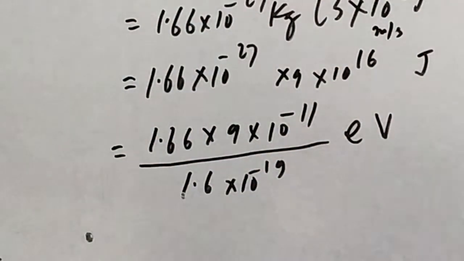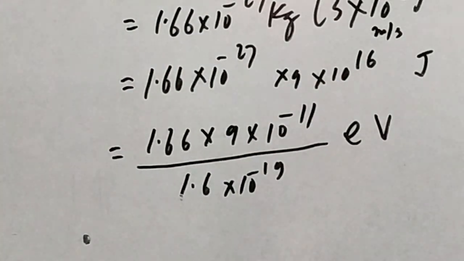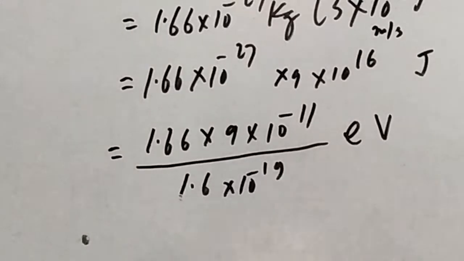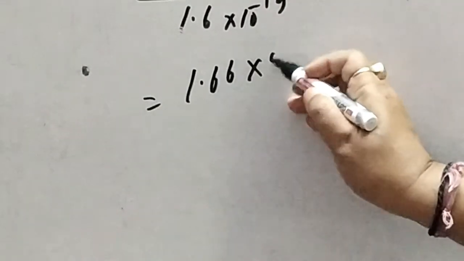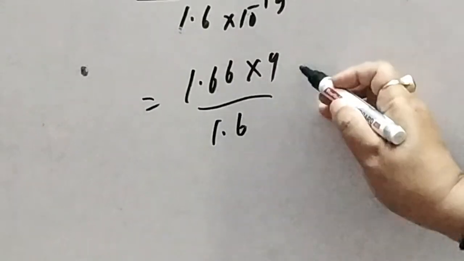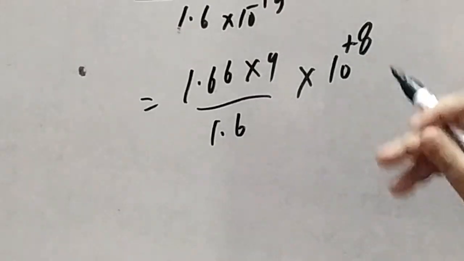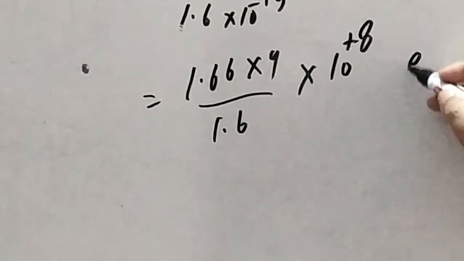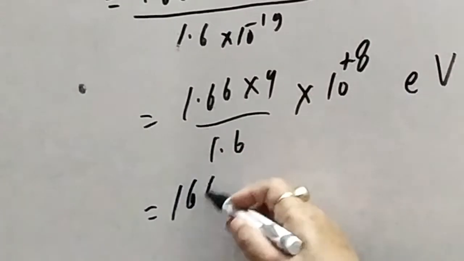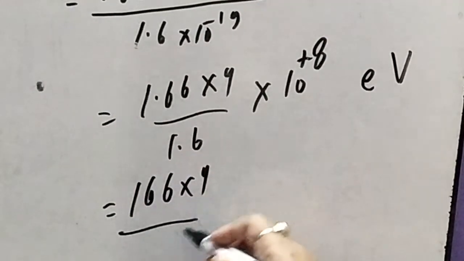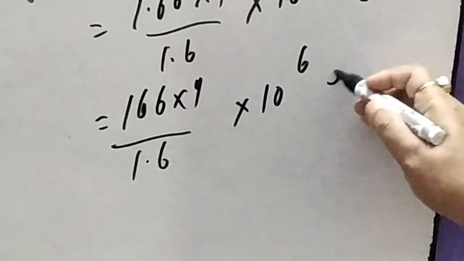That means we can very easily observe that ultimately we may take it as 1.66 into 9 upon 1.6 into 10 to the power plus 8 electron volt. We can just take it as 166 into 9 upon 1.6 into 10 to the power 6 electron volt.